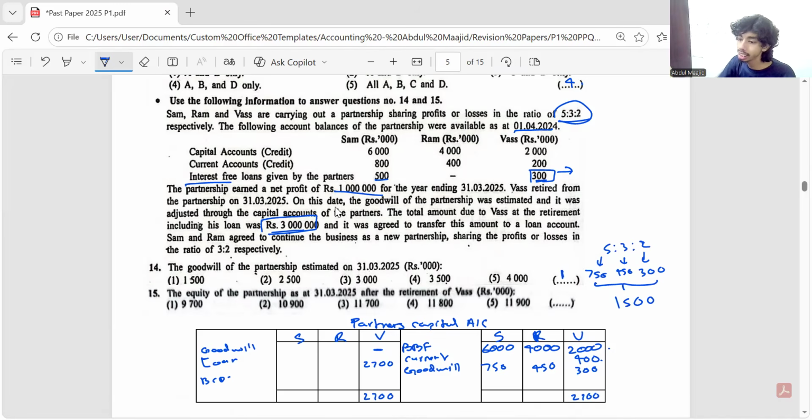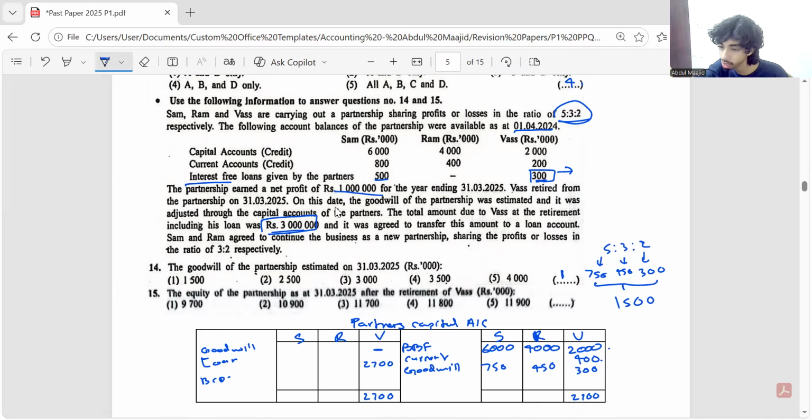15th one, the equity of the partnership as at 31st March 2025 after the retirement of Vas. They are asking the total equity of the partnership. Now we'll complete the capital account. Total goodwill 1500. Now we should divide it based on new ratio in the debit side.